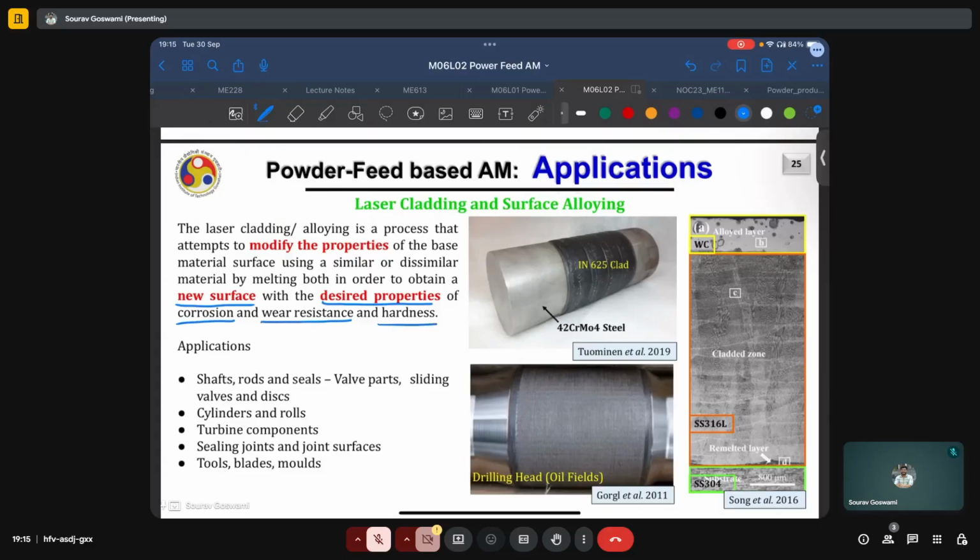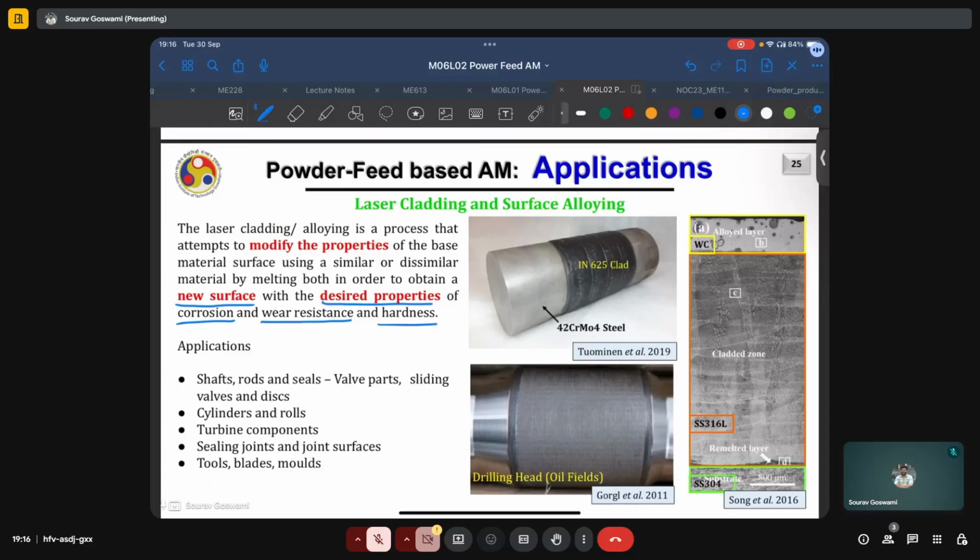Such as on the right here, we have an example where the nickel superalloy Inconel 625 has been clad onto a 42CrMo4 steel, or the drilling head of an oil field has been cladded, presumably to improve abrasion resistance and corrosion resistance and to improve the service life. Or here, where we have change in material from SS304 to SS316L to tungsten carbide.